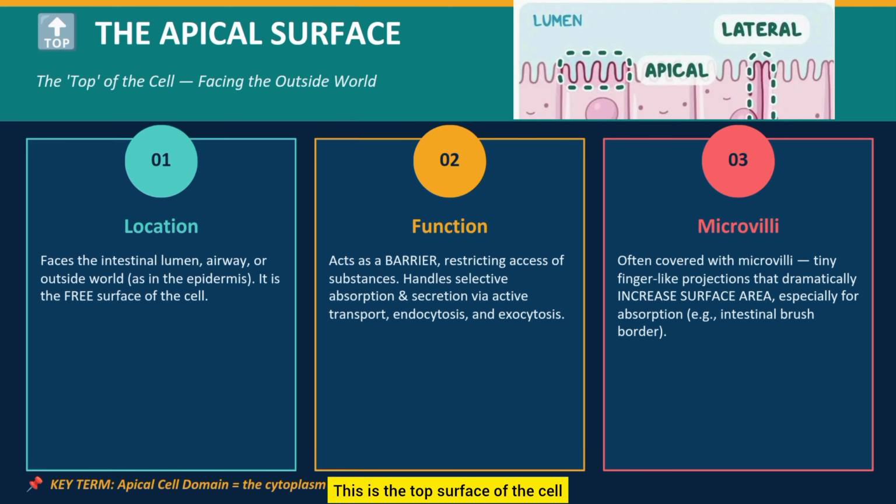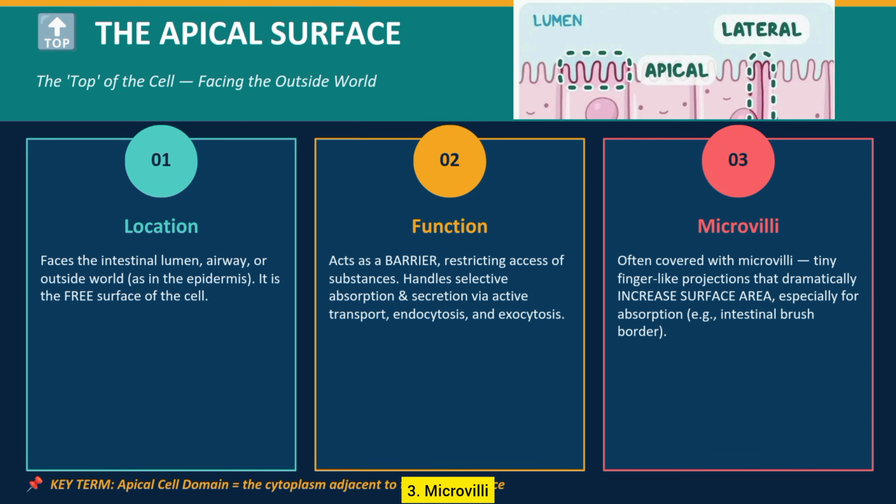This is the top surface of the cell, the one that faces the lumen, or the outside world. Remember three things about the apical surface. First, location. The apical surface faces the intestinal lumen, the airway, or the outside world, as in the case of the epidermis. It is also called the free surface of the cell. Second, function. This surface works like a barrier, meaning it does not allow anything from outside to enter directly. Selective absorption takes place, endocytosis brings things inward, and exocytosis and secretion send things outward.